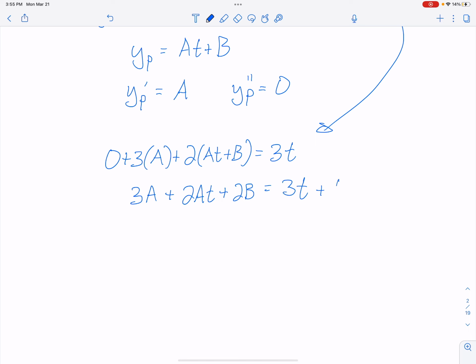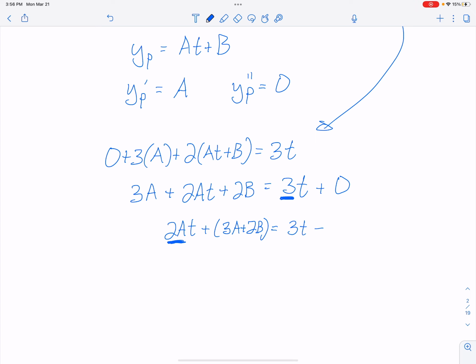Now I'm going to put a 0 over here so it looks like the other side, and put an underline. That's going to be my 2at, so I know 2a has to be that number. And then plus my other part, 3a plus 2b. I put those together, and that has to equal the 0. Notice what's underlined here. These two parts have to be equal because they're the numbers in front of t. And these are the numbers that are not in front of t or t squared or anything like that. So I know those have to be equal.